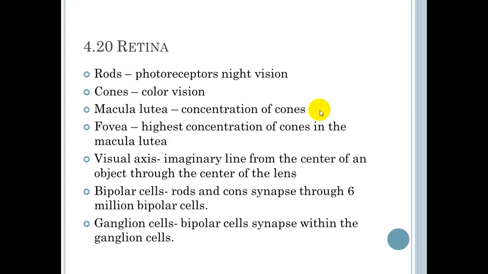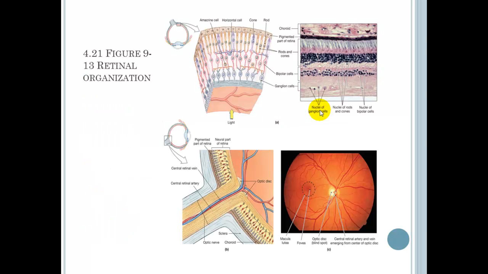And a bipolar cell is a type of neuron that is special sensory, if you'll remember from the last chapter. Ganglion cells: bipolar cells synapse with the ganglion cells. And we'll take a look at this here. So this is where light would come in. These are the ganglion cells here. And this area here is the bipolar cells. And those bipolar cells take the rods and the cones. And then this here is your pigmented area. So rods and cones is where you're going to get your night vision and your color vision from this area here.